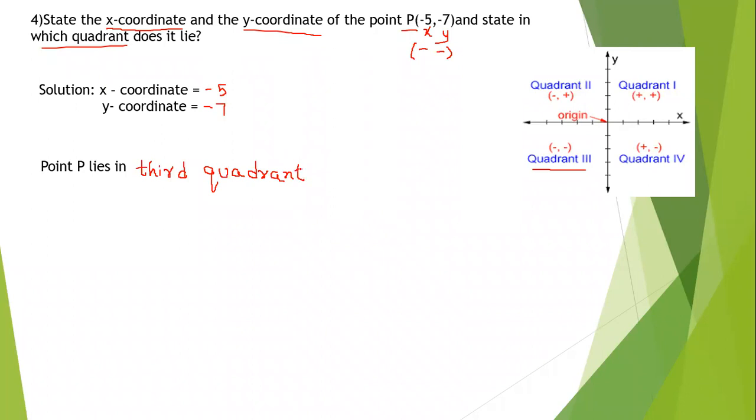So just go through the sum. Here we have written first the x coordinate, then the y coordinate, and then in which quadrant this point lies, that is point P.